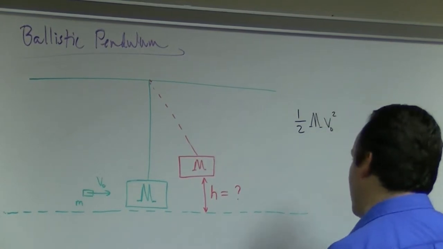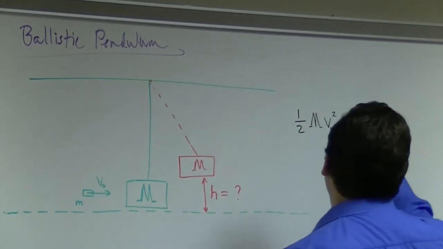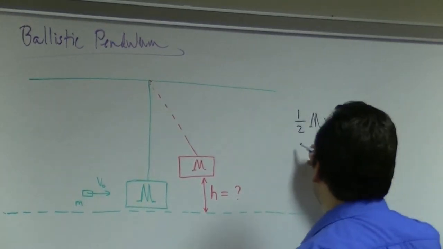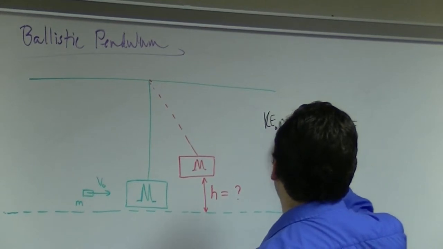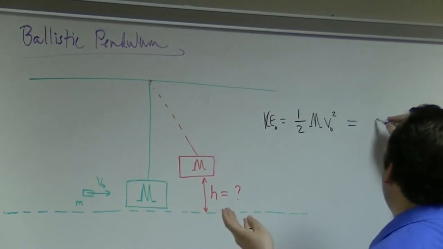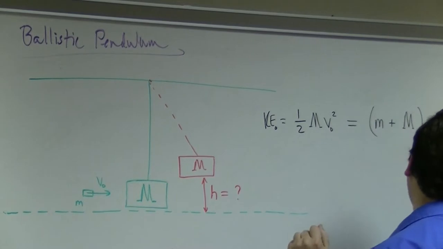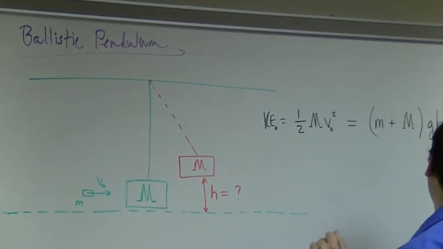All right, anyway, so I thought, well, the initial kinetic energy should be equal to the final energy, right? Energy is conserved, so at the end, I should have little m plus big M times g h. Therefore, h is equal to one half m v naught squared divided by m plus big M times g. Put a box around it, move on to the next problem.